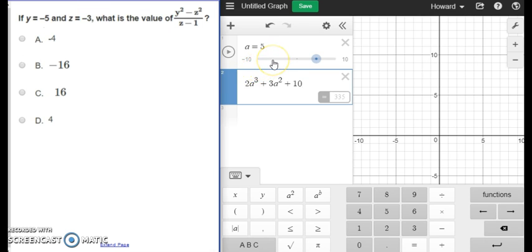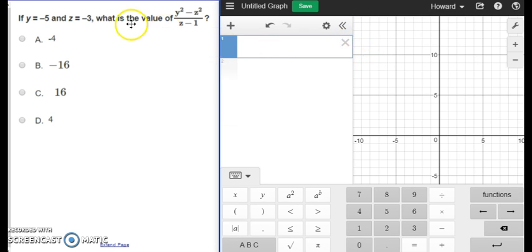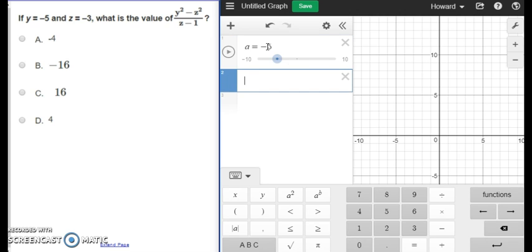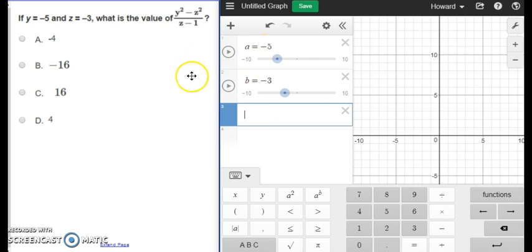So again, another test question. This was one of the most missed questions. I'm going to, again, can't use x and y, so let's use a and b again. So a is going to be -5. We'll use b as negative 3. So anywhere I see a y is really going to be an a.